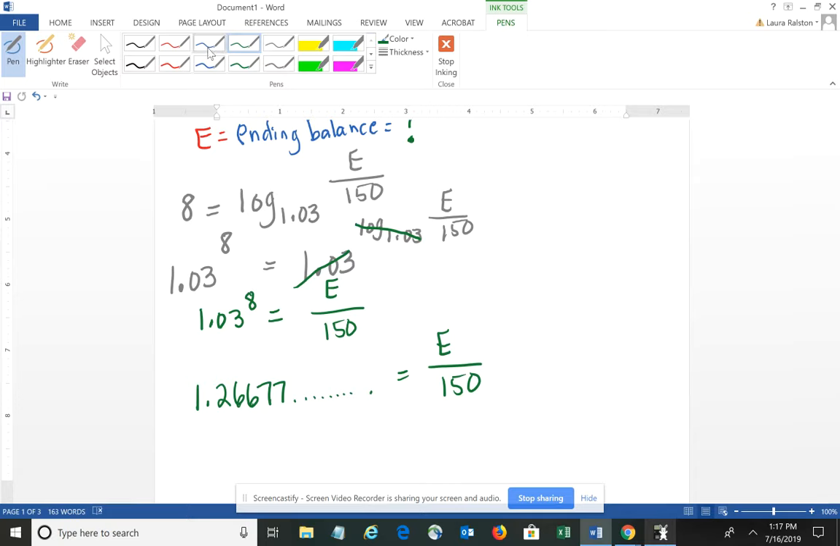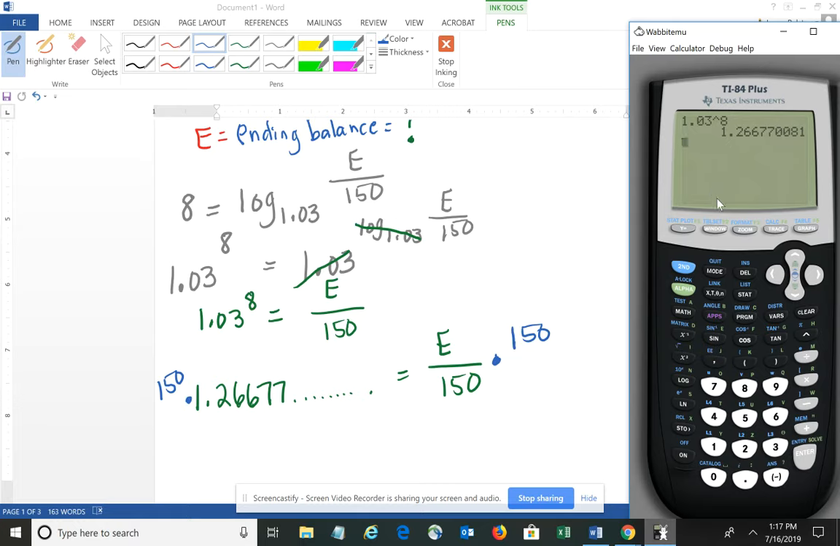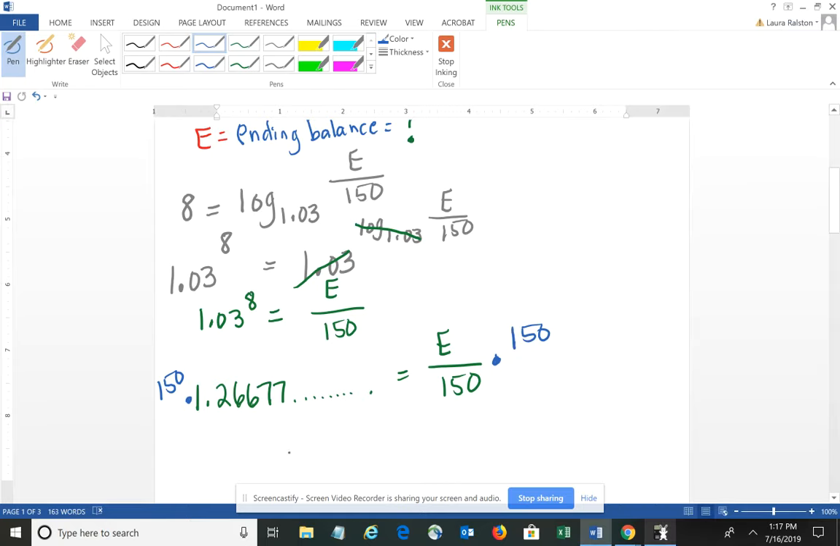I'm attempting to solve for E, so then I need to undo the division by 150, which I accomplish by multiplying both sides of the problem by 150. I already have the value in my calculator, so I'm going to multiply it times 150, which gives me 190.02. Okay, 190.02 would be the value of my ending balance.